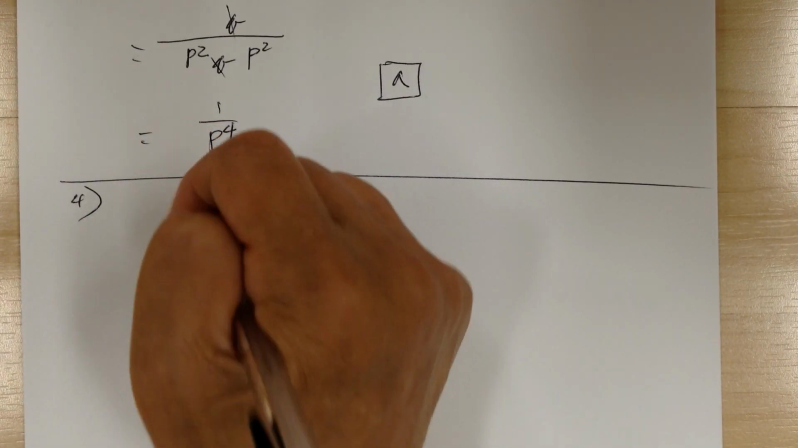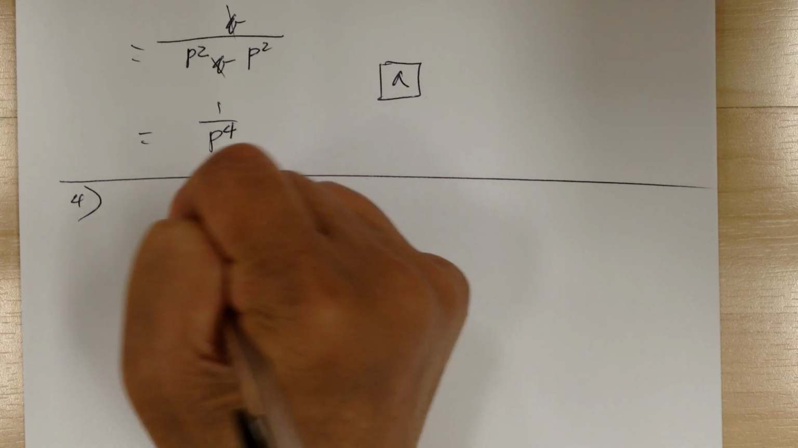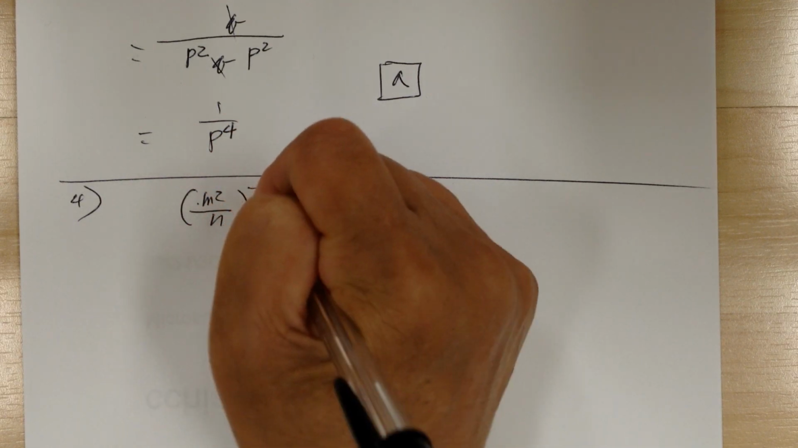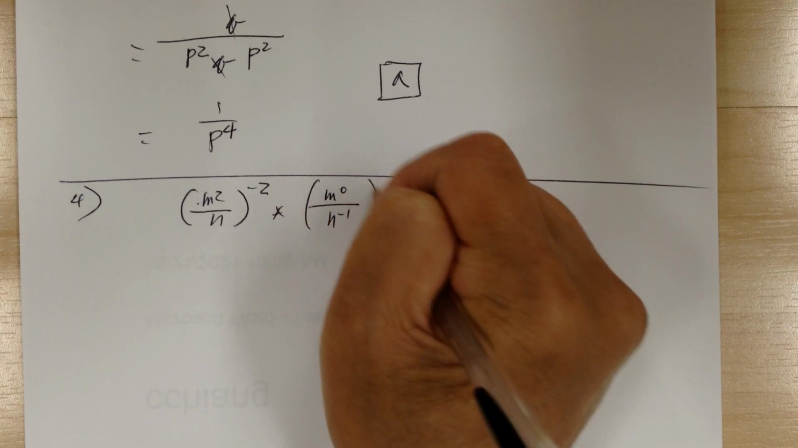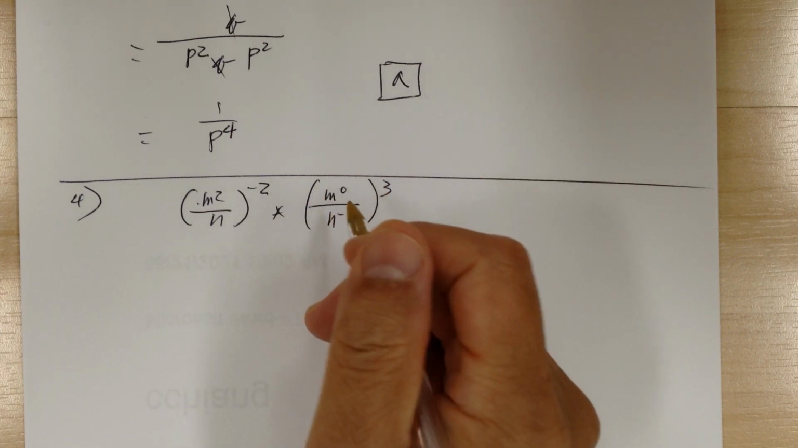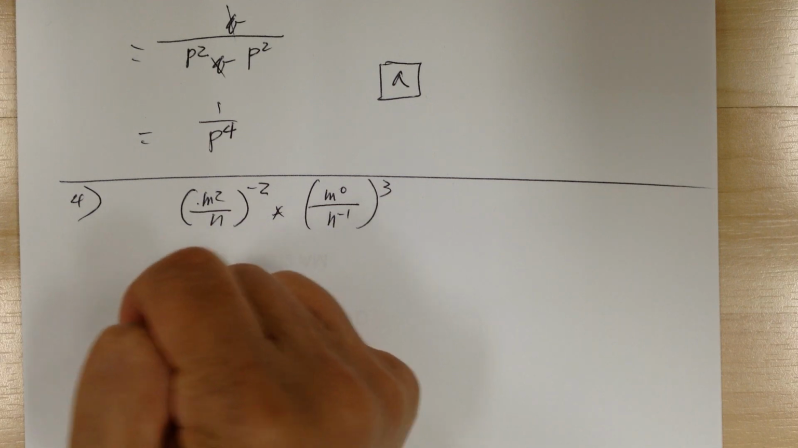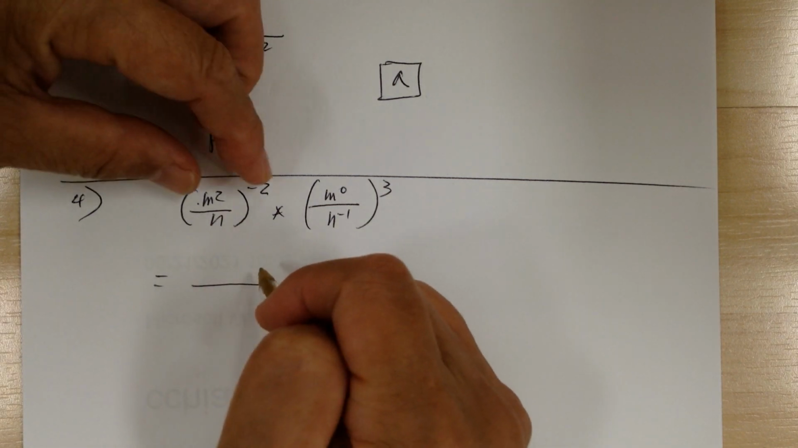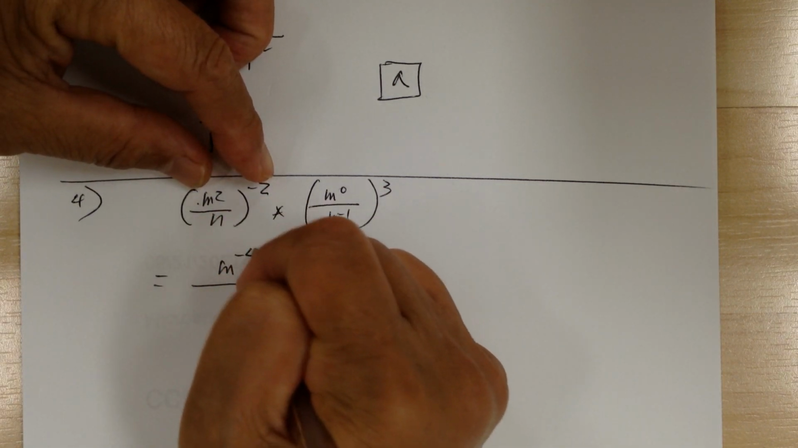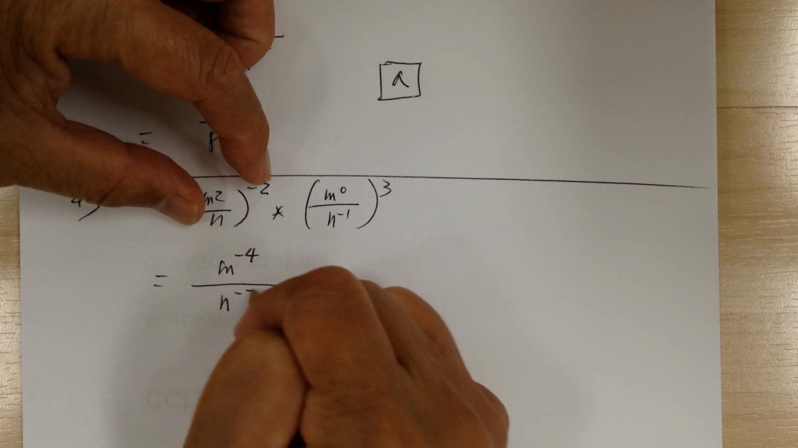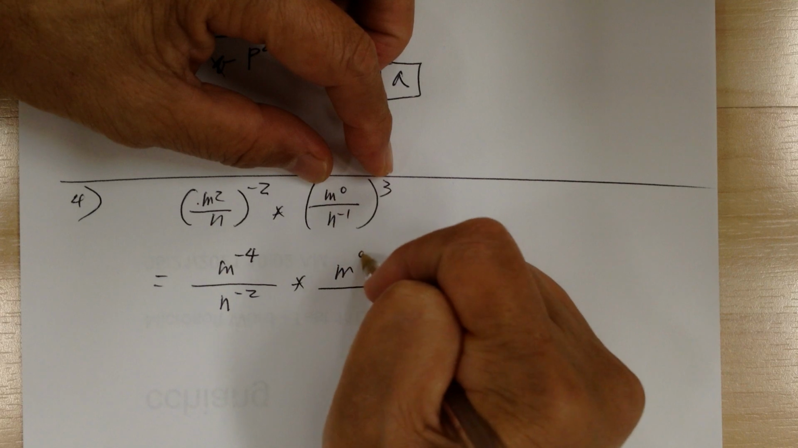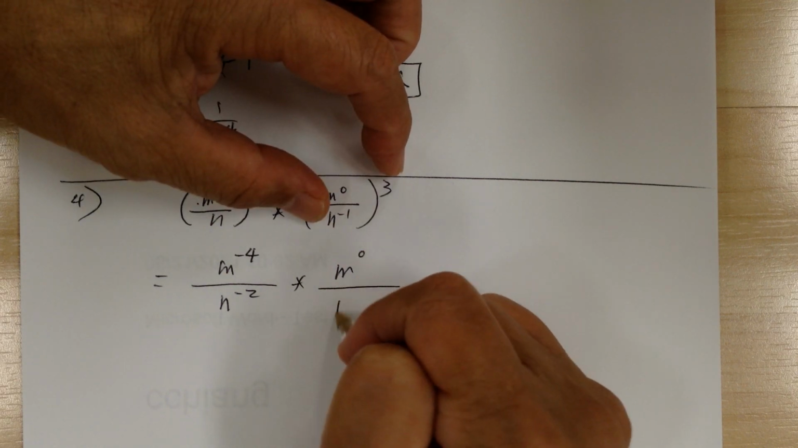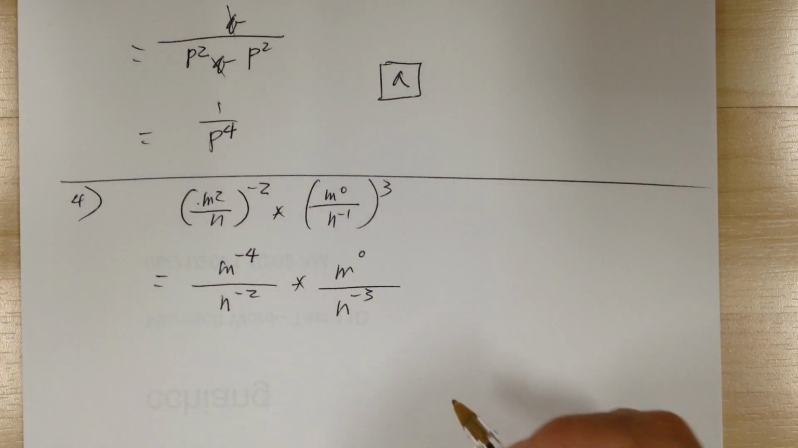Okay, number 4. You have (m² over n⁻²) to the power, times (m⁰ over n⁻¹) to the 3. So you can apply the power rule first. So this would be m to the negative 4. This would be n to the negative 2. This one would be 3 times 0 is still 0. Okay, and this one would be n to the negative 3.